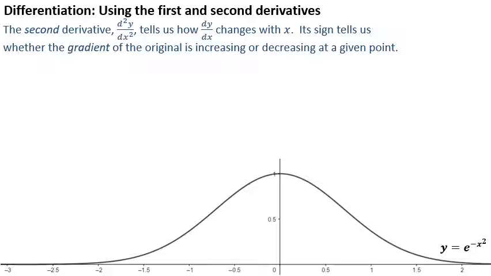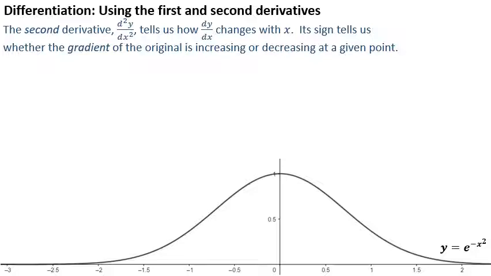Now let's look at the second derivative. The second derivative, d2y by dx squared, or y double dash if you're using that notation, tells us how the first derivative changes. Just like dy by dx tells us how y changes with respect to x, the second derivative, d2y by dx squared, tells us how the gradient dy by dx changes, which makes it a little more subtle. We're talking now about the rate at which the gradient changes instead of just the rate at which the function changes.